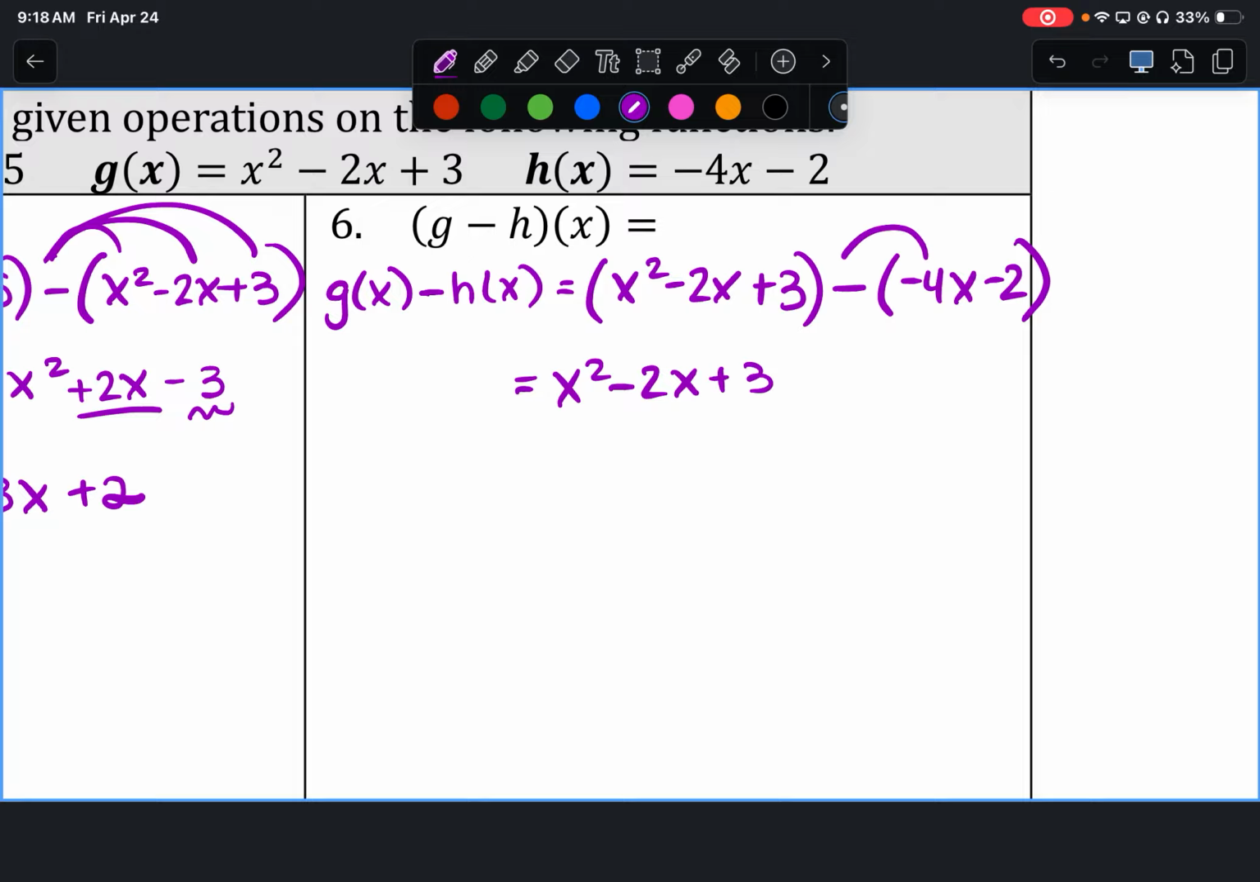A negative and a negative is a positive. What term needs to go first? The x squared. Then we need to combine which like terms? What is negative 2x plus 4x? 2x. 3 plus 2 is 5. Okay. That right there is our answer for number 6.